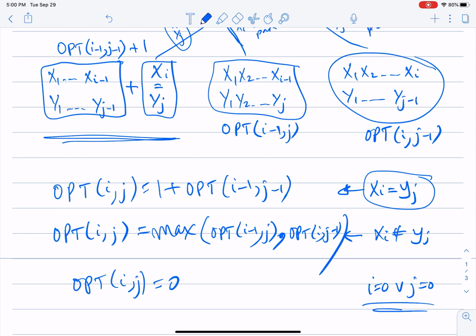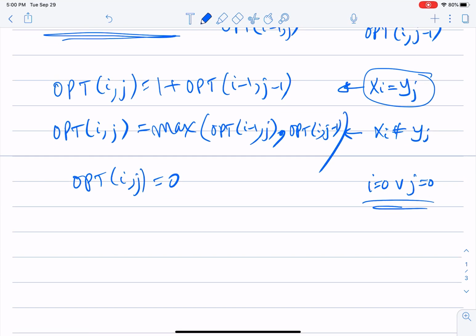Forgetting the case of 0, we look at the letters xi and yj. If they are the same, let's put them in the solution together. If they are not the same, let's see if xi works with something before yj, or if yj goes with something before xi. Okay, and these are the opt of i minus 1, j or the opt of i, j minus 1. If opt is the name of a function and you call it like this, it is going to be a recursive function with exponential running time, but you can actually turn it into a table.